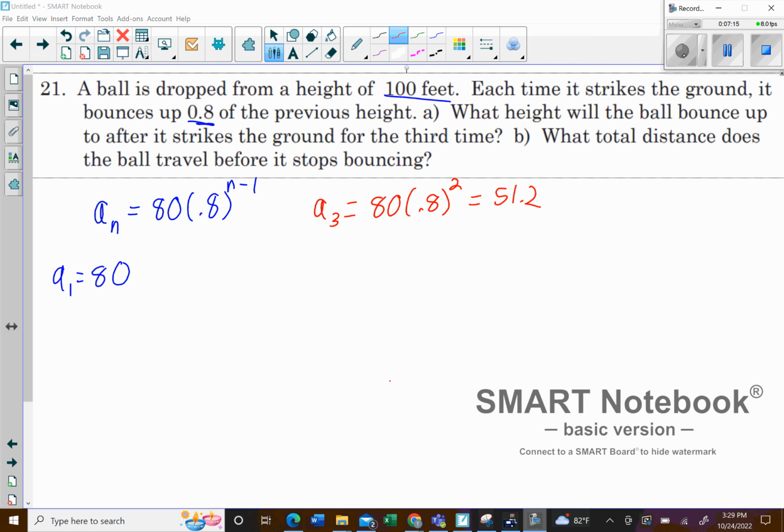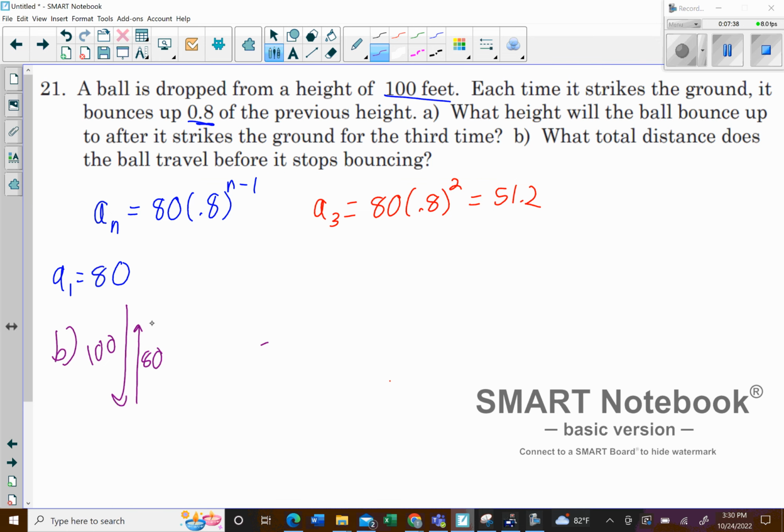Now part B, it's not that it's really hard. You just kind of have to really think about what's taking place. So on part B, this is what's going to happen. We're going to drop the ball 100 feet. Then it's going to bounce up 80 feet. Now this is the part that you have to think about. And this is where a lot of students end up sending me emails kind of getting a little confused about this. Because what happens is it bounces up 80 feet.